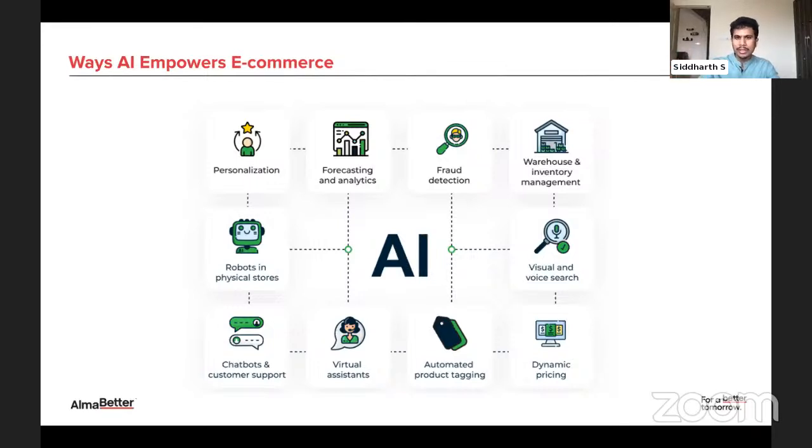And then let's discuss fraud detection. Recently one of my friends was telling me, okay.